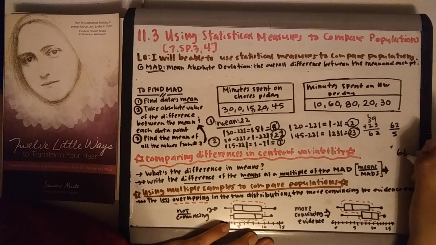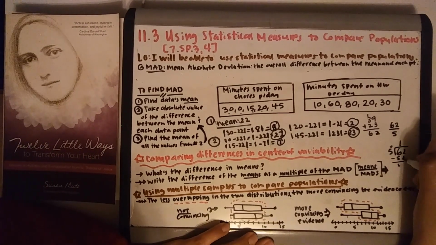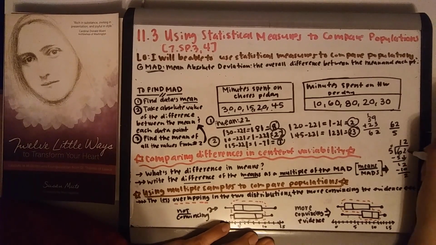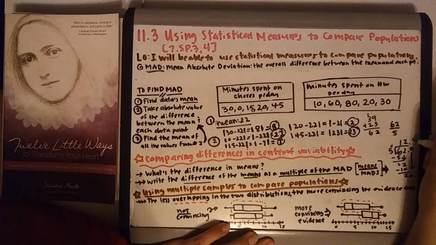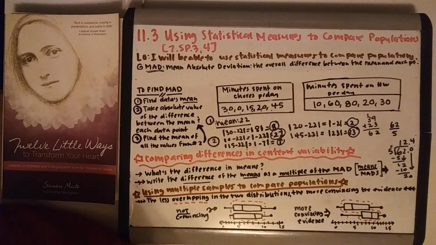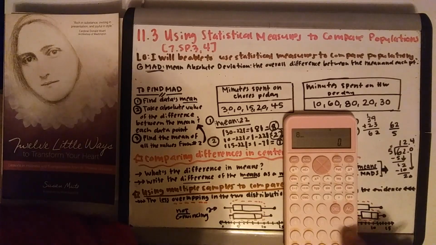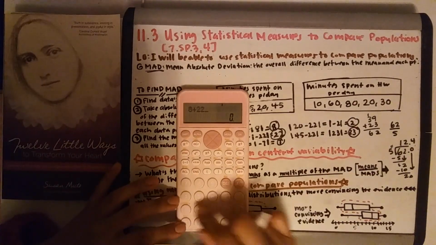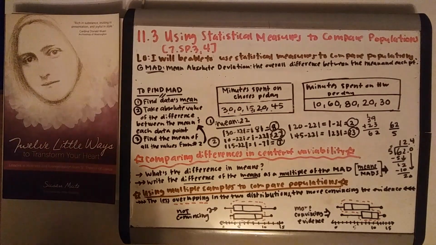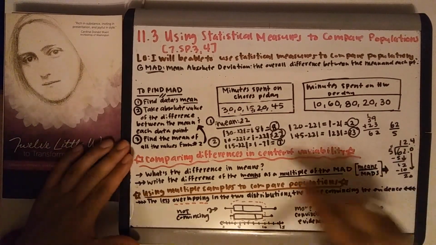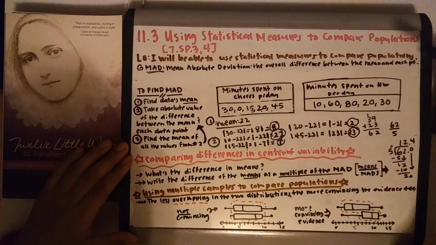First one in the house. Add a decimal, bring it up. Add 0, bring it down. 4. So 12.4. I'm just going to grab my calculator just to check. Okay, so 12.4 is my MAD for this one. Okay, so let me erase that.